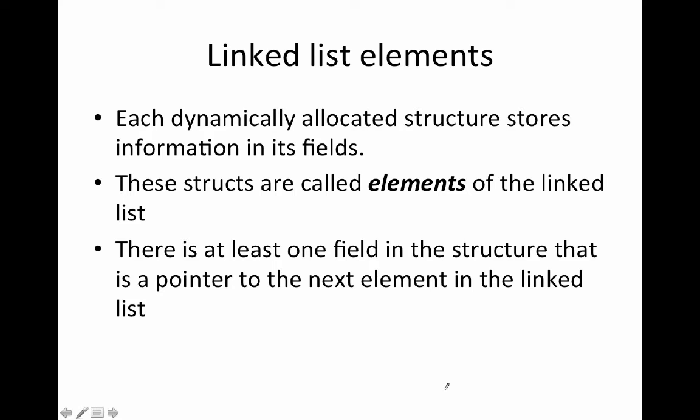For example, if you're storing information on employees, then you might store their name, their department, their salary, etc. But you also need to have at least one field in each structure that is a pointer to the next element in the linked list. So with dynamic memory allocation, the memory is allocated and a pointer stores the value of the address. And so with linked lists, you have dynamically allocated structures that are linked together using pointers.